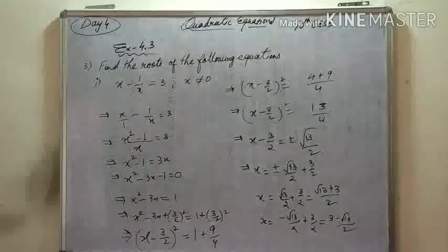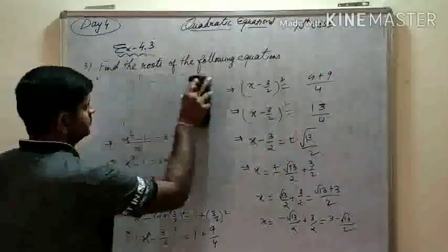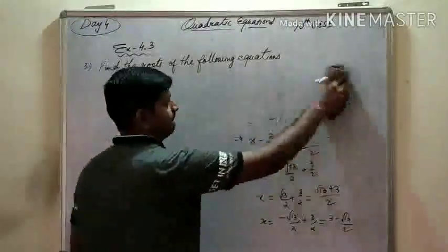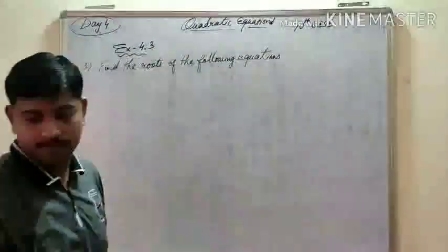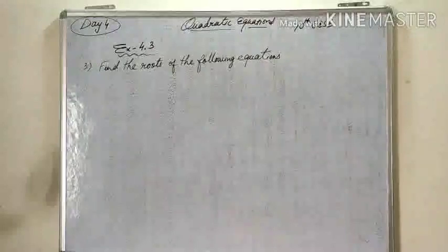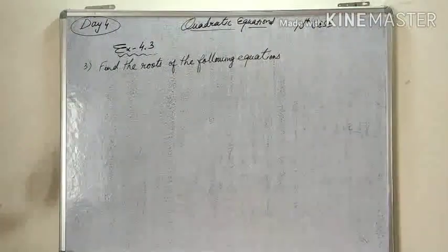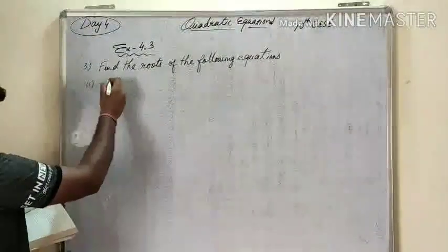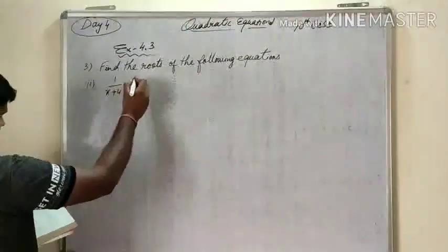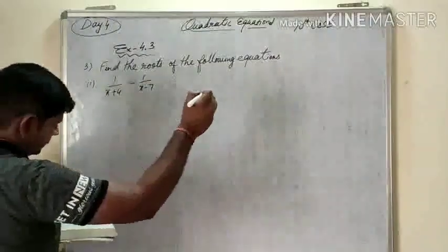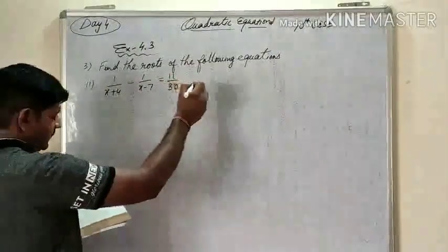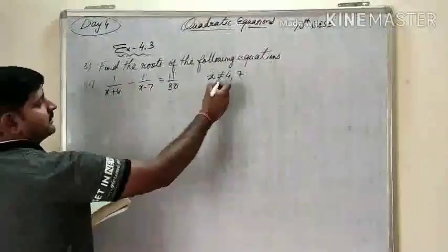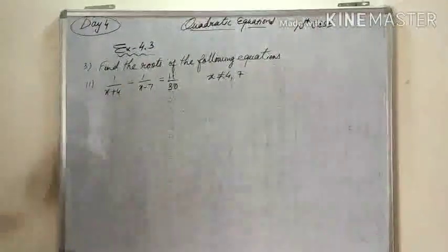Now I'm taking the next part. Next part is 1 upon x plus 4 minus 1 upon x minus 7 equals 11 upon 30, and there is a condition: x is not equal to negative 4 and 7. So let's see.